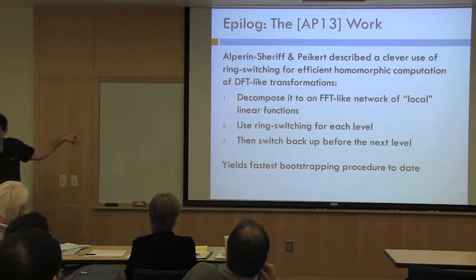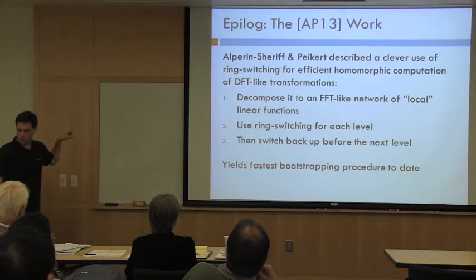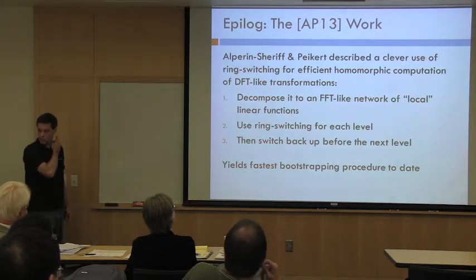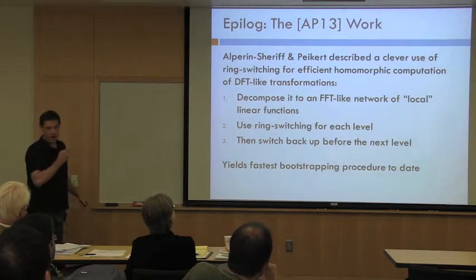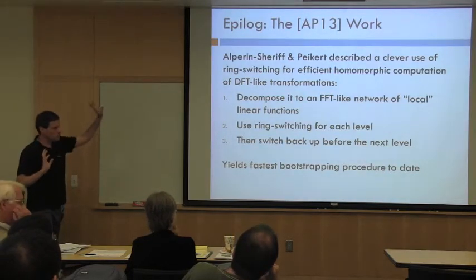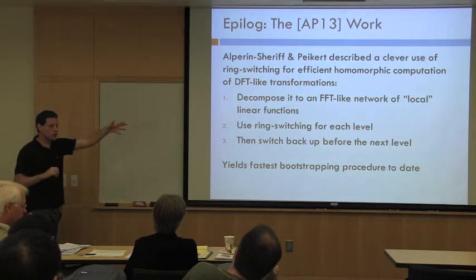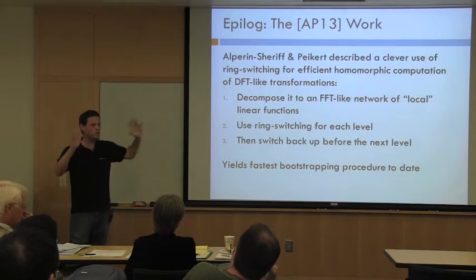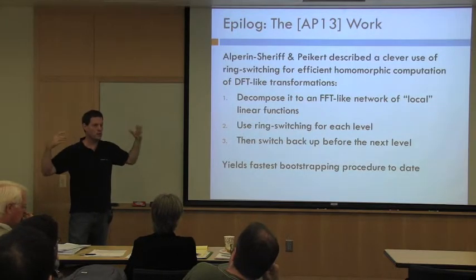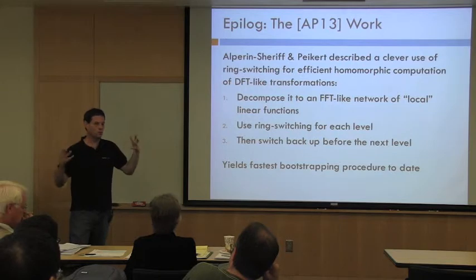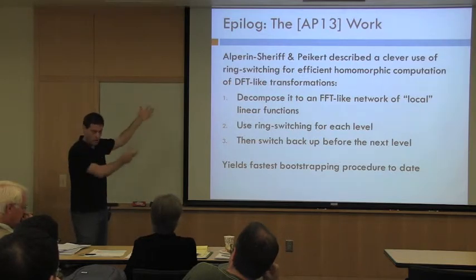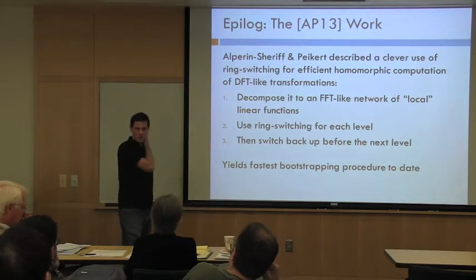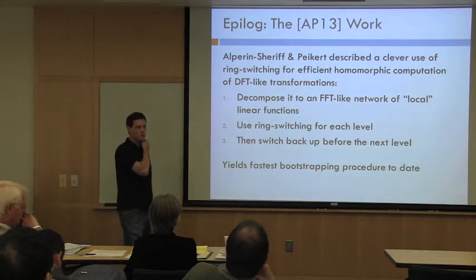And let me just say one more thing about how to use this transformation. This is a recent work of Alperin-Sheriff and Chris Peikert that will be in Crypto next week. What they show is that you don't have to use projection functions. You can do whatever function you want, and some linear functions are more interesting than others. So suppose you had an encrypted vector, and you wanted to compute the discrete Fourier transform on that vector over something, let's say over GF(2^d), or something that plays nice with GF(2^d).